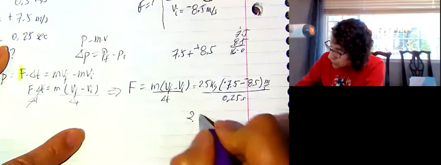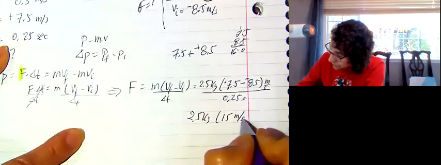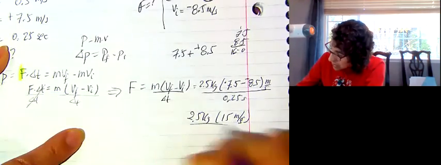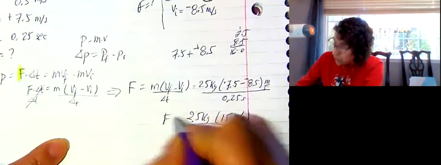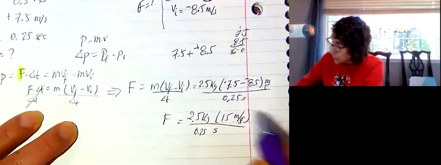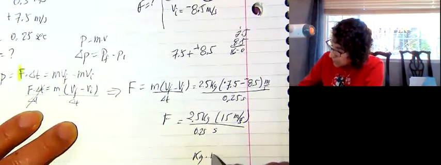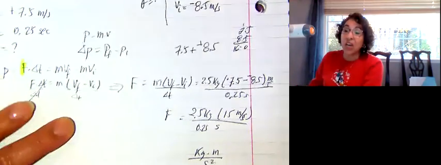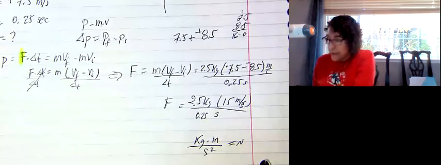So I have 2.5 kilograms times 16 meters per second, divided by seconds, 0.25. And that's my force. Now notice that I have meters per second over seconds, and this is kilograms. So I end up with kilograms meters per second squared. Good, because that is a Newton. So I know I did this right. I know I got the units right.